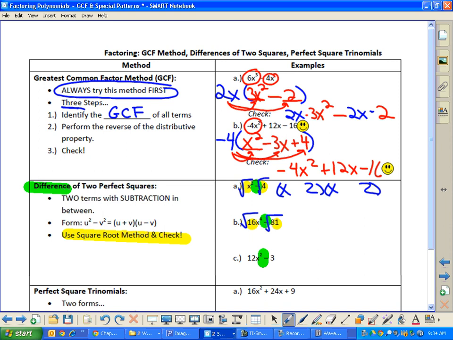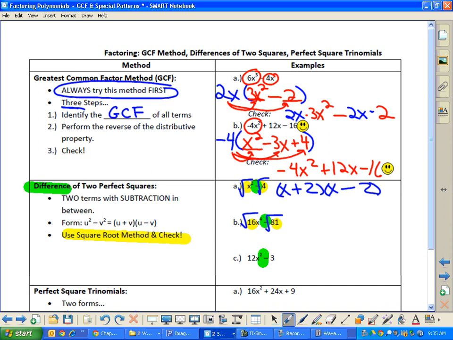Notice if I FOIL this, I need my outers and inners to go away because there's no middle term. That tells me if I need my outers and inners to go away, I have to have 1 positive sign and 1 negative sign in my parentheses. Again, you check with FOIL. X times x is x squared. I have negative 2x and positive 2x. Those go away. And then positive 2 times negative 2 is negative 4. It all works. Okay, next one.